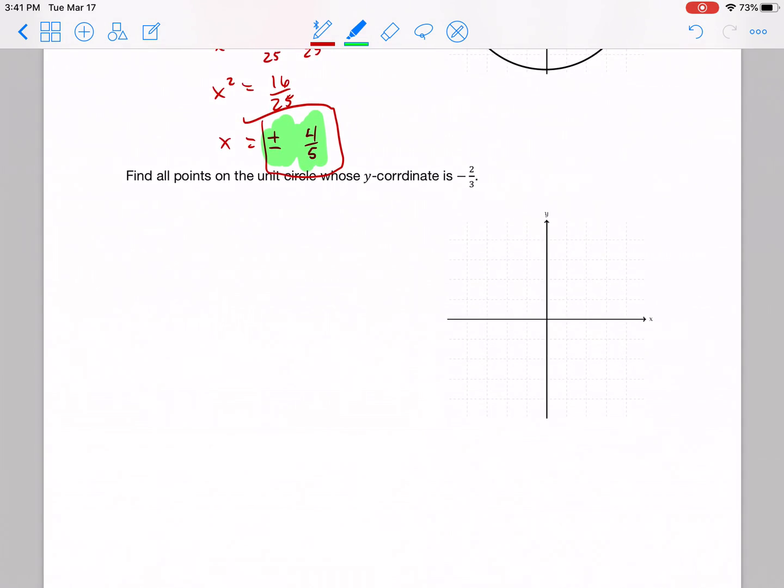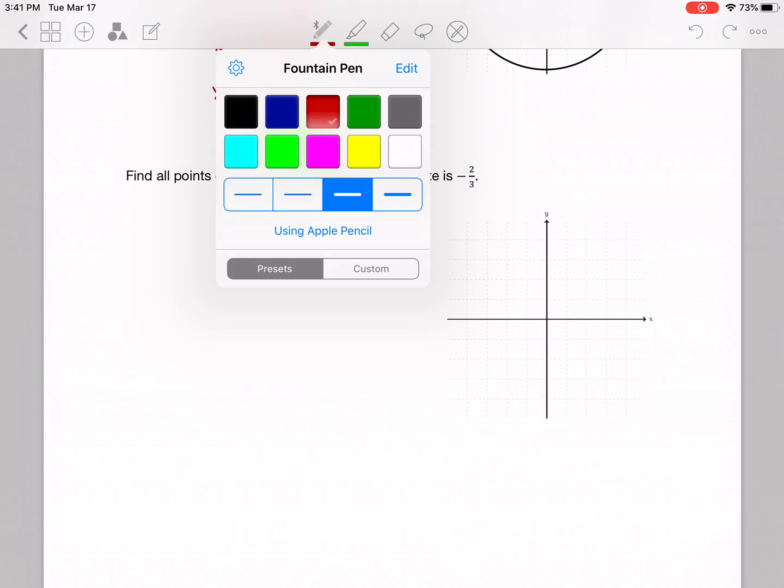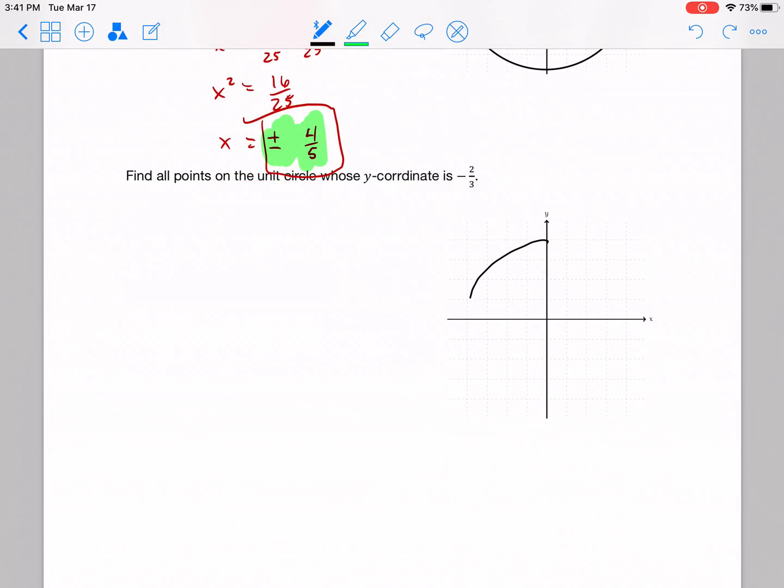Now let's try this next one. Find all points on the circle whose y-coordinate is -2/3. So we're going to do something similar this time again. Let's draw this circle in. Okay, so there we go.